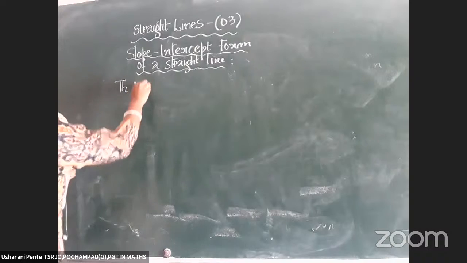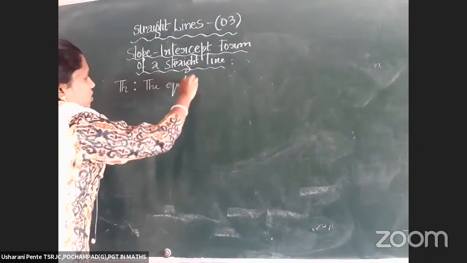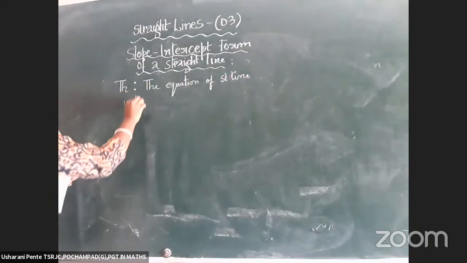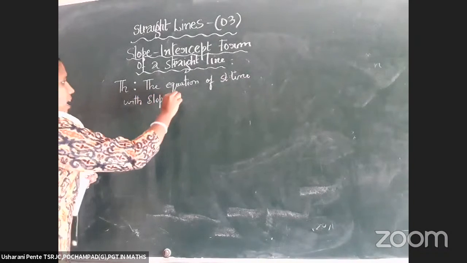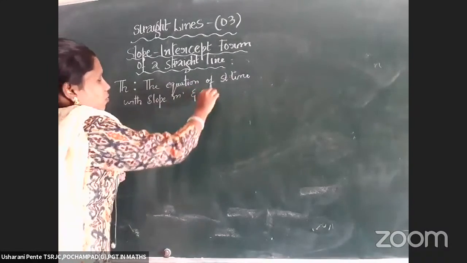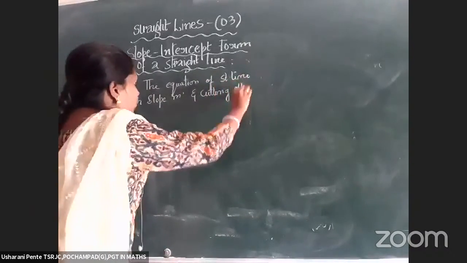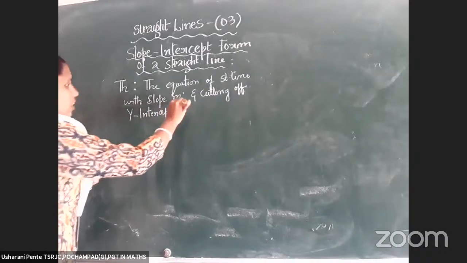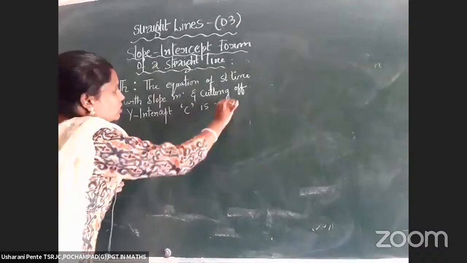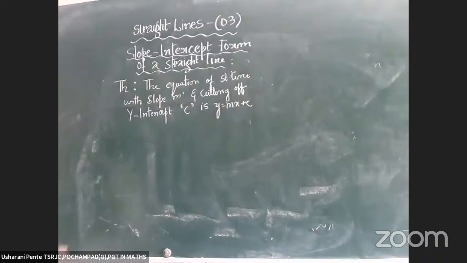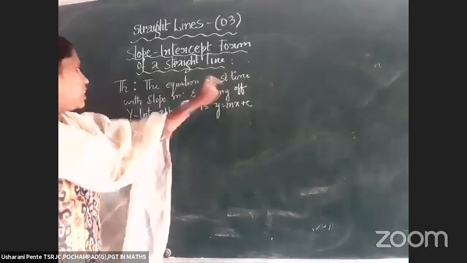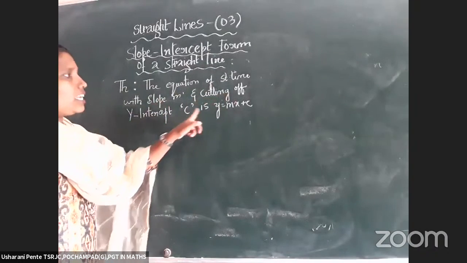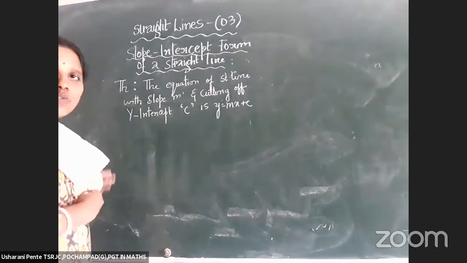The equation of a straight line with slope m and cutting off y-intercept c is y equals mx plus c. We need to show that. What is the statement? The equation of a straight line with slope m and cutting off y-intercept c is y equals mx plus c.